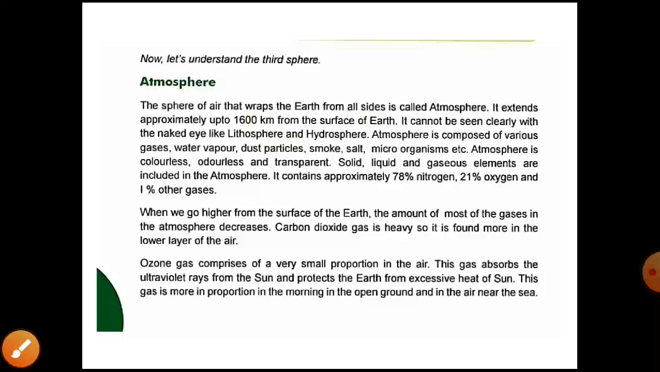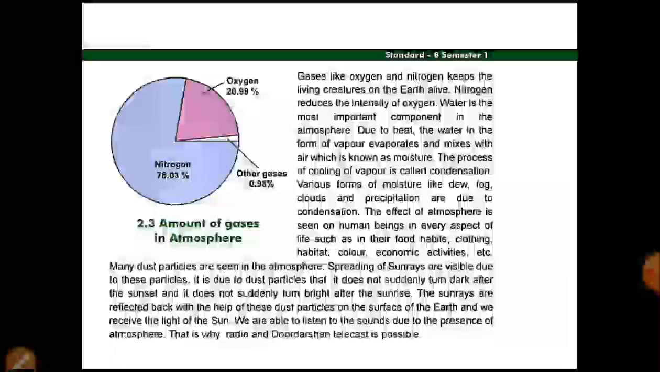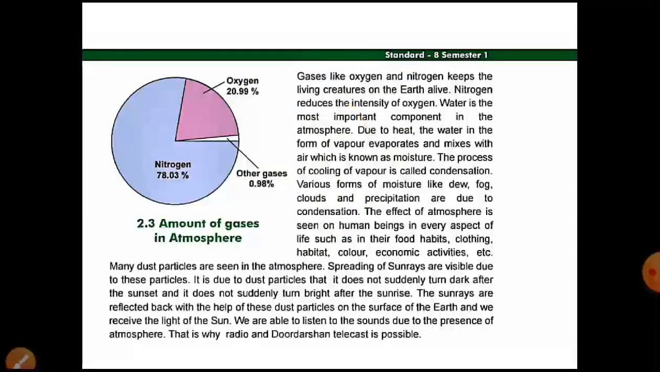This gas is more in proportion in the morning, in the open ground and in the air near the seas. So the ozone gas is more at the time of morning, sunrise time, and nearby the sea. So here is given the composition of the atmosphere: main gases oxygen, nitrogen, and other gases.